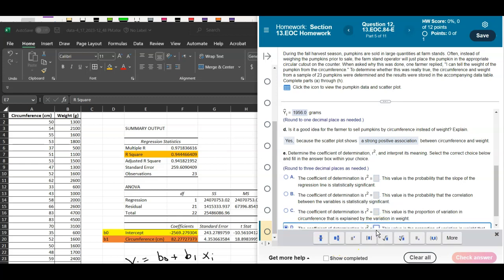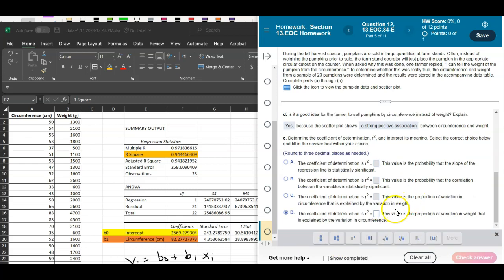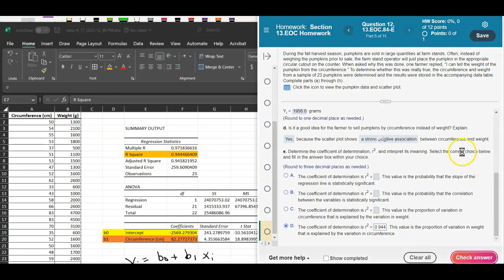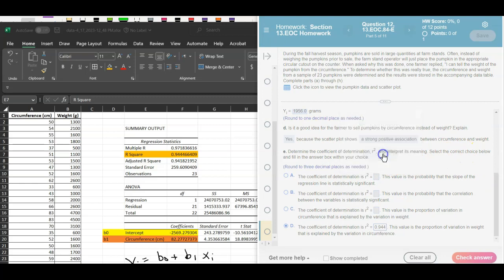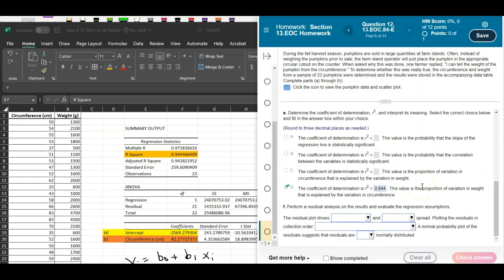And here I'm just going to plug in the value of r squared, and that's going to be 0.9444. And I think they want the r squared rounded to 3 decimal places. So here it might be a problem if you round to 4. So 0.944 should be fine. Check it. Fantastic.